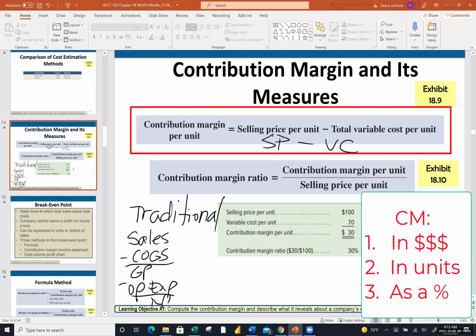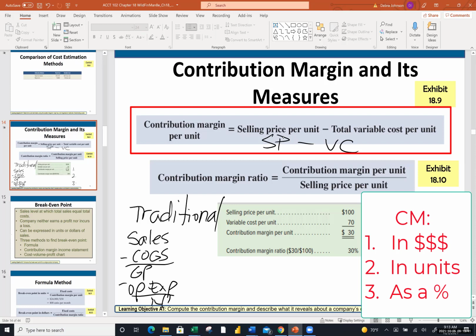Oh, go ahead, Danya, question? Just so I can try to understand it before you. Yeah. So in other words, selling price per unit, I'm just saying it's like my sales, and the variable cost is my cost of goods sold, if I kind of wanted to match it up.